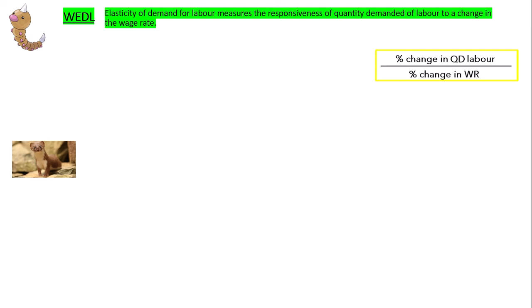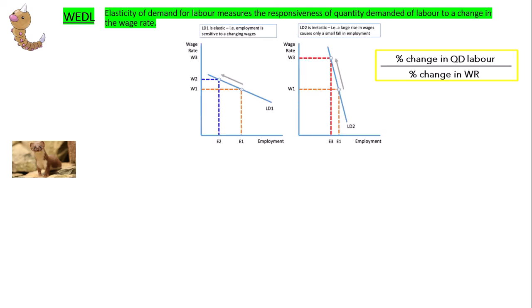So hopefully you've got the percentage change in quantity demanded for labour over the percentage change in the wage rate. Obviously the answer to that is always going to be negative, because as we've seen in the previous video, the demand for labour and the wage rate have an inverse relationship. Now you can draw an elastic demand for labour curve and an inelastic demand for labour curve. So hopefully you've got them. Elastic curves are always fairly flat, and inelastic curves are always fairly steep.